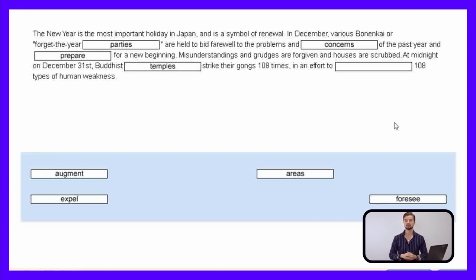And of course, it's easier because you've narrowed it down to four options. In an effort to augment 108 types of human weakness, in an effort to expel 108 types of human weakness, in an effort to areas 108 types? No. In areas to foresee 108 types of weakness. So here, human weakness is something negative. You want to figure out based on the context, if it's negative, do you really want to have weakness? Probably not. So you want to get rid of it, so you want to expel 108 types of weakness.